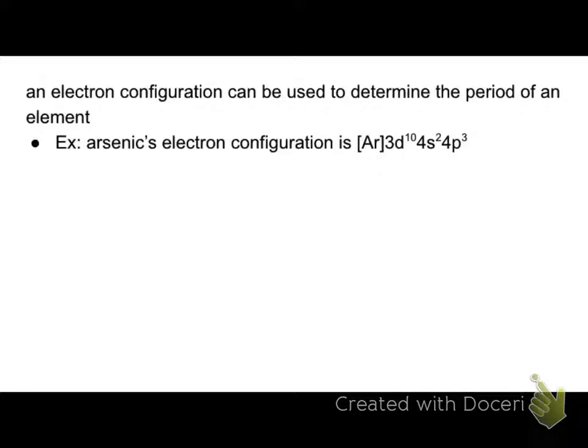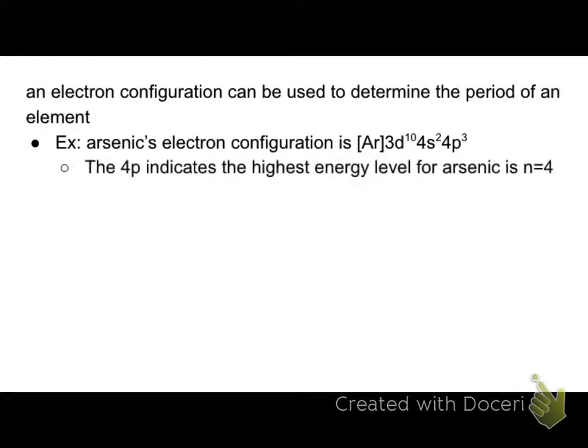4, right? N equals 4. Oh, it just showed up on there. I didn't even need to draw it. I forgot I had written it. Okay, so the 4 out there in the 4s2, 4p3 indicates that the highest energy level for arsenic is 4.